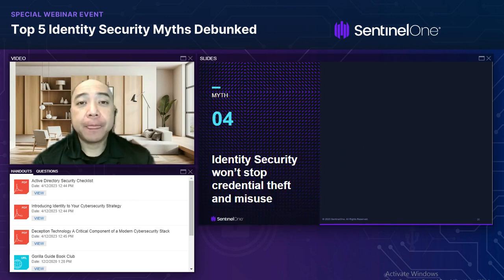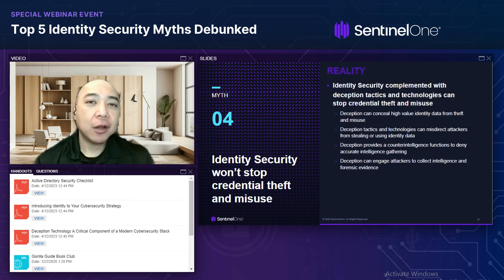Myth number 4. Identity security won't stop credential theft and misuse. I mentioned that a little bit earlier, right, with EDR. Will EDR stop a stolen credential from being misused? The answer is maybe, maybe not. And so some people think that, well, if EDR can't do it, why would identity security be able to stop it? Well, this is where we've got a complementary control called deception. Identity security can be complemented with deception tactics and technologies to actually stop credential theft and misuse, right?